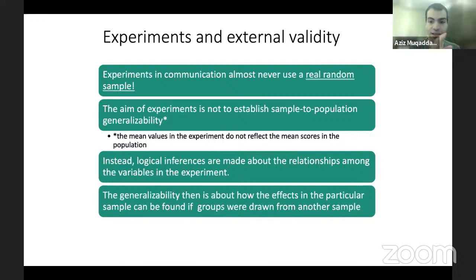However, in experiments, we're actually not interested in that. We're interested to see if the two variables you're testing are indeed related. And so what you're trying to generalize is from the context and the experiment you conducted to the theory that you claim explains and or predicts human behavior. Okay, so the generalizability is about the effects of X on Y and not about the population percentages.